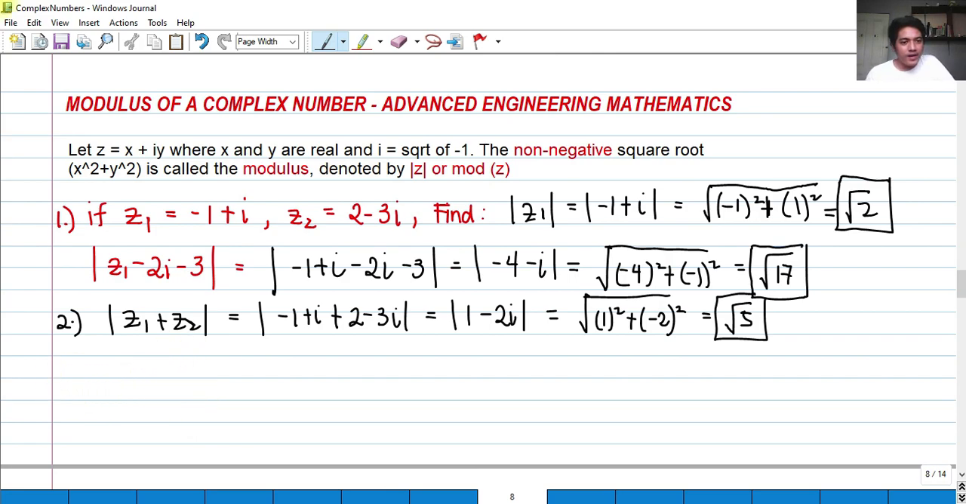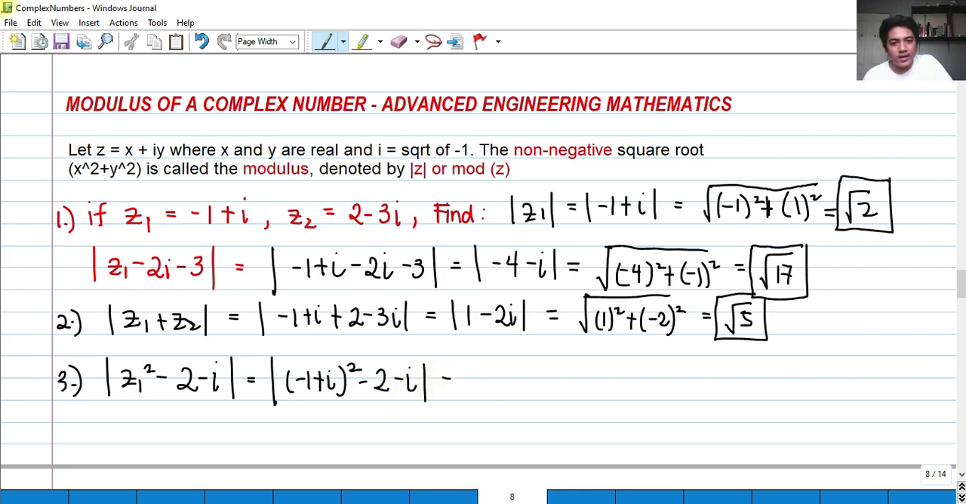Okay, let's try another problem, number 3. Find the modulus of z sub 1 squared minus 2 minus i. So we first substitute the value of z sub 1. We have (-1 plus i) squared minus 2 minus i. Then we simplify. Expanding, we have 1 minus 2i plus i squared, minus 2 minus i.